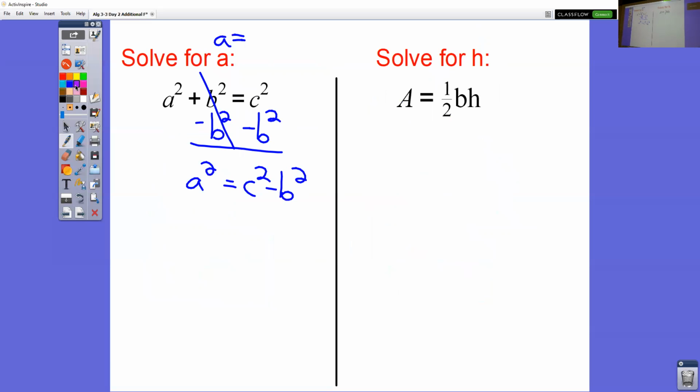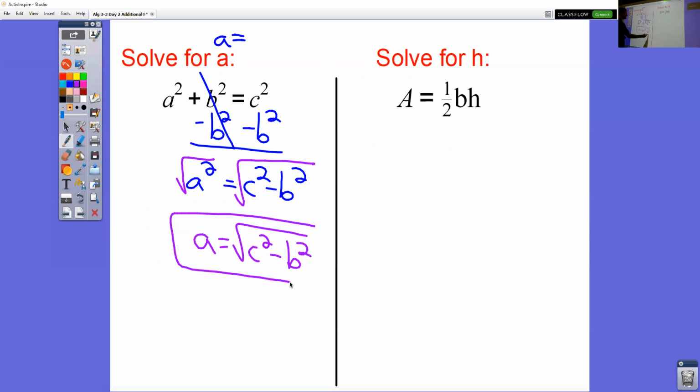Now again, the opposite of squaring a number is to take the square root of a number. So to take the square root of this, we would have to take the square root of that whole entire side. The square and the square root cancel each other out. So we just have A equals, and then it's this whole thing. We just leave it exactly how it is. The square root of C squared minus B squared.